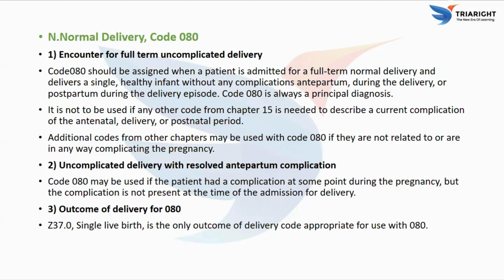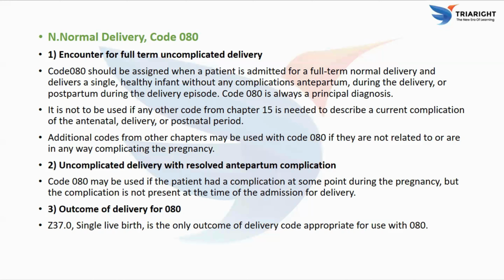So when to use O80 code for full-term uncomplicated delivery? So you have to assign O80 when the mother is admitted for a normal delivery, pregnancy is full term and she delivers one live healthy baby. So there are no complications. No complications before birth, no complications during labor and no complications after delivery. So O80 is always the principal diagnosis. So this means it must always be assigned first in the diagnosis list.